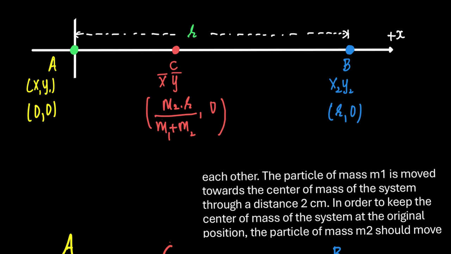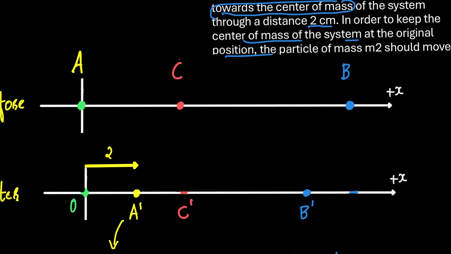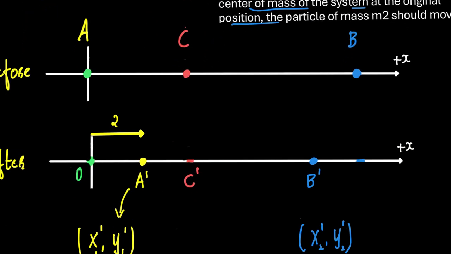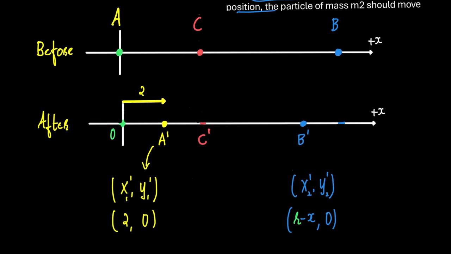Okay. Now let us go to the question. The particle of mass m1 is moved towards the center of mass through a distance 2 centimeter, in order to keep the center of mass of the system at the original position. So let us first consider this, moving the system towards the mass, so towards the center of mass. So we'll first analyze what that moving implies in the graph.